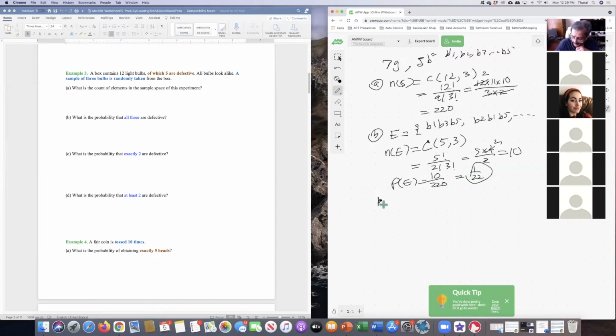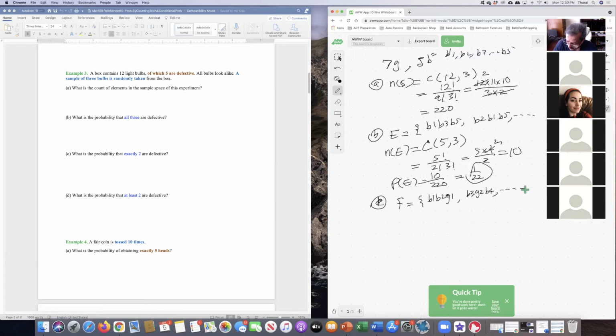Part C says, what is the probability that exactly 2 are defective? So this event, if I call it F, it'll have to have something like B1, B2, and G1, 2 defective. B3, G2, B4, stuff like that. So 2 of them have to come from the bad ones, and 1 has to come from the good ones.